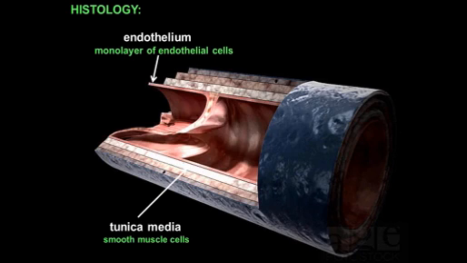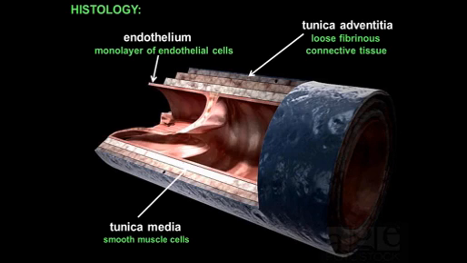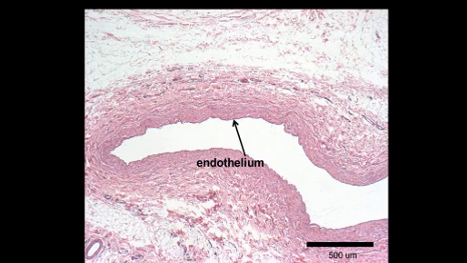The next layer beneath the endothelium is the tunica media, and these are primarily smooth muscle cells. They are procoagulant in nature. And the outer layer of the vein wall is the tunica adventitia, which is loose fibrinous connective tissue. And then, unlike arteries, in the veins we have valves, and these are smooth muscle cells coated by endothelial cells.